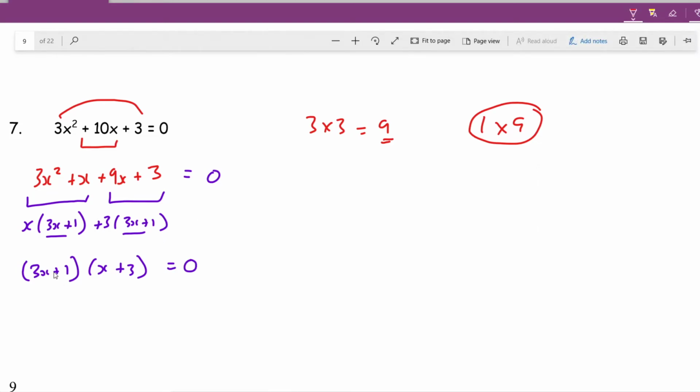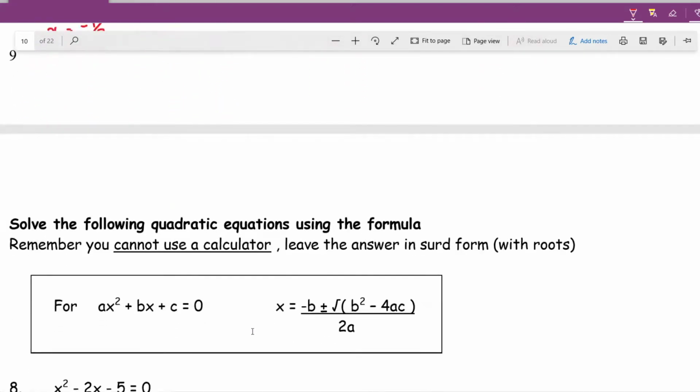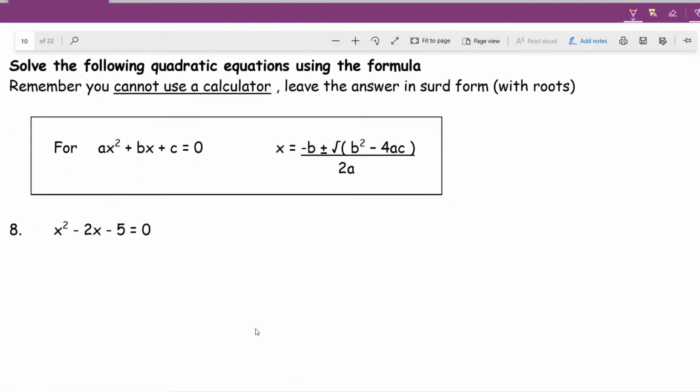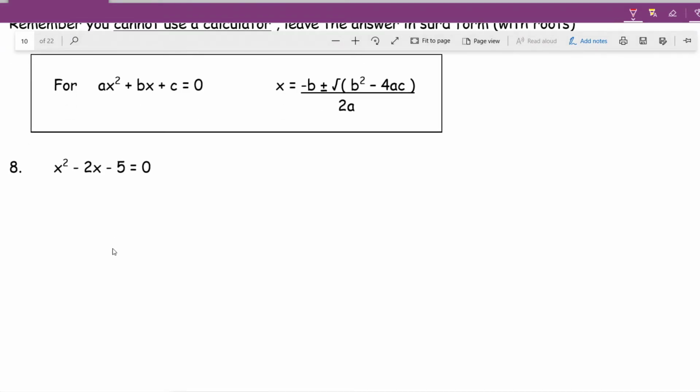Now we're going to solve it. Either this bracket can equal 0 or this can equal 0. So first of all, 3x plus 1 can equal 0. So 3x is equal to minus 1. So x is equal to minus 1 over 3, minus 1/3. Or you've got x plus 3 can equal 0, in which case x would equal minus 3. And that's that.